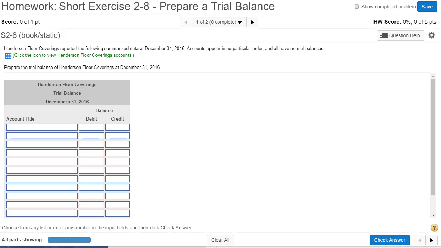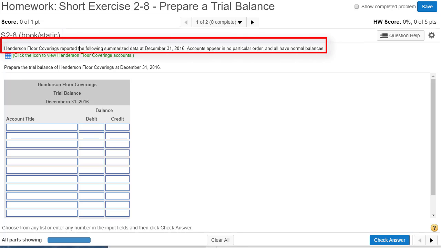Short exercise 2-8. We're going to prepare a trial balance. Remember, the trial balance is a list of all the accounts of a company that have a balance. If an account had a zero balance, you would not put it on the trial balance. The purpose is to make sure our debits equal our credits. Also, we could use the trial balance to then create our financial statements, which are the income statement, statement of owner's equity, and the balance sheet.